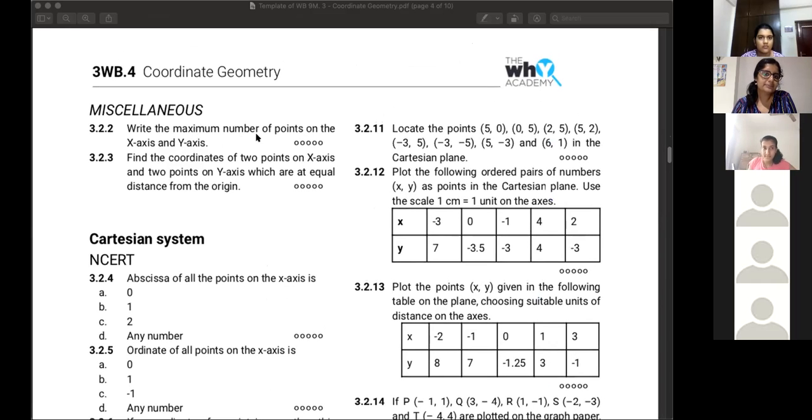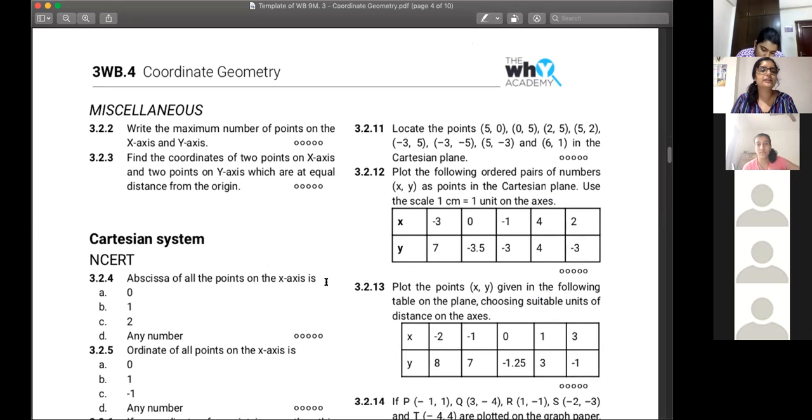So what's the maximum number of points on the x and y axis? Is it infinity? Infinite, right? We can have any number of points. Yes, ma'am. It's infinite. You can stretch it all over the universe, so that's infinity, yes. Find the coordinates of 2 points on the x-axis and 2 points on the y-axis, which are at equal distance from the origin.